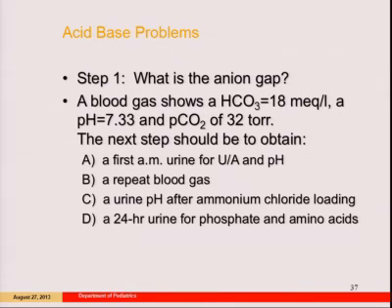And a blood gas shows a bicarb of 18, a pH of 7.33, and a PCO2 of 32. The next step would be to obtain a first morning urine for urinalysis and pH, a repeat blood gas, a urine pH after ammonium chloride loading, or a 24-hour urine for phosphate and amino acids.